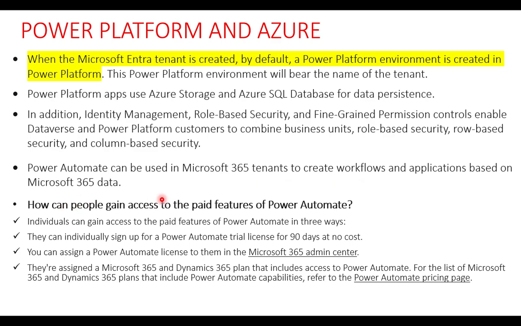So how can people gain access to the paid features of Power Automate? There are multiple ways. They can directly sign up for a Power Automate trial license for 90 days at no cost. An admin can assign a Power Automate license to a user in the admin center. Once you buy a Microsoft 365 or Dynamics 365 plan, you get access to Power Automate automatically. So that is a seeded plan, but there are some limitations, like you won't get some premium features and so on. For premium features you need to pay some extra money, right, to Microsoft. So nothing is free in this world.